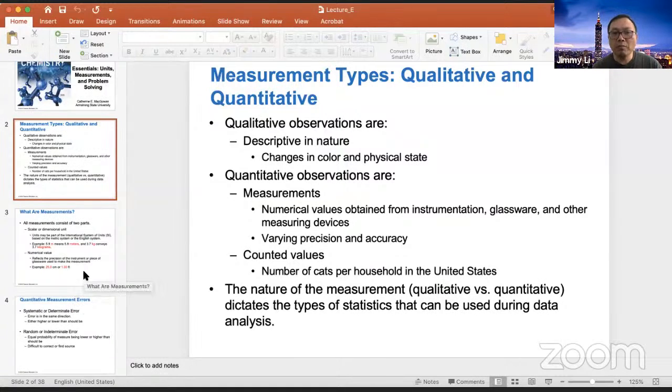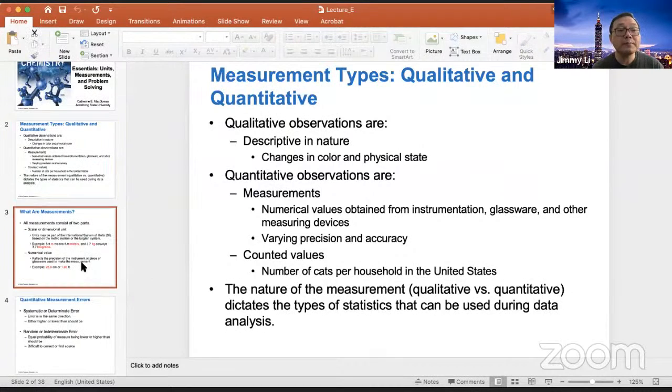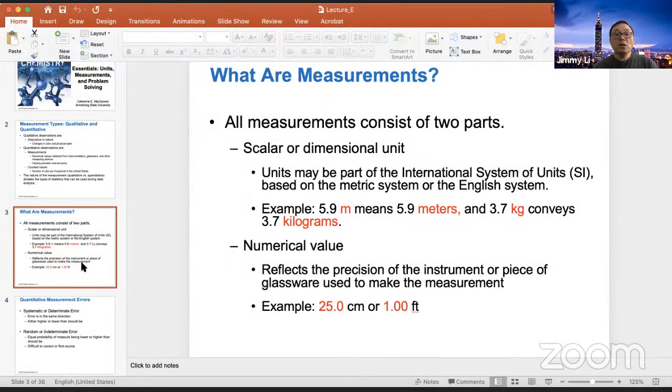again, I forgot to mention qualitative observation. Qualitative observations are more on the descriptive side. Maybe we're talking about changes of color, changes of physical state, how reactive an element is. We don't really have a numerical value to show for that. And what are measurements? Measurements involve numbers.